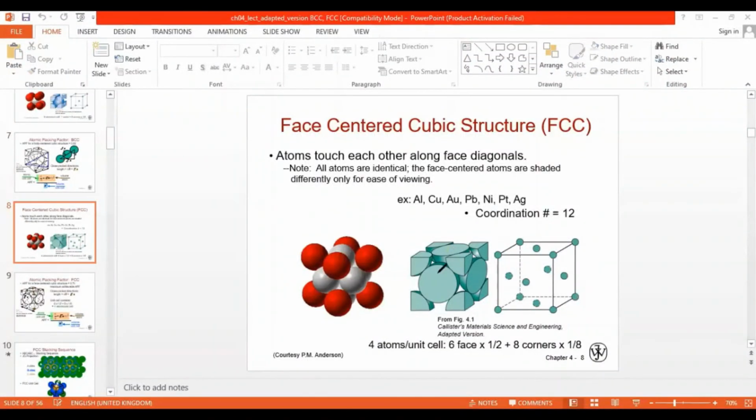So here we see 1, 2, 3 on the visible faces; on the bottom face I have 4, on the backside face I have 5, and on the backside of this I have 6. So 6 atoms of half, because only half is there. And I have 1, 2, 3, 4, 5, 6, 7, and on this side 8 corners. These are all 1 by 8 size, so 8 into 1 by 8 gives you 1, and the faces give you 3. Altogether we have 4 atoms in a unit cell: 6 faces into half plus 8 corners into 1 by 8.